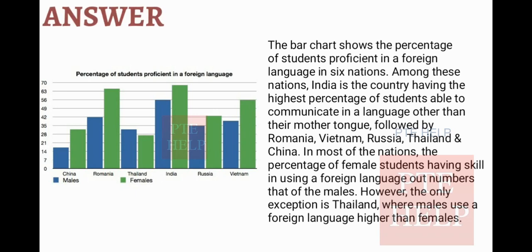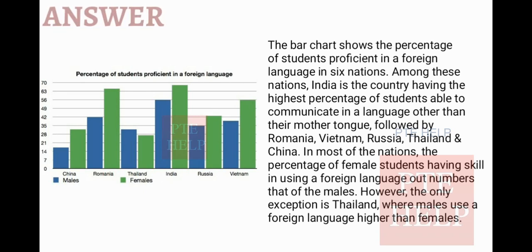The bar chart shows the percentage of students proficient in a foreign language in 6 nations. Among these nations, India is the country having the highest percentage of students able to communicate in a language other than their mother tongue, followed by Romania, Vietnam, Russia, Thailand and China.